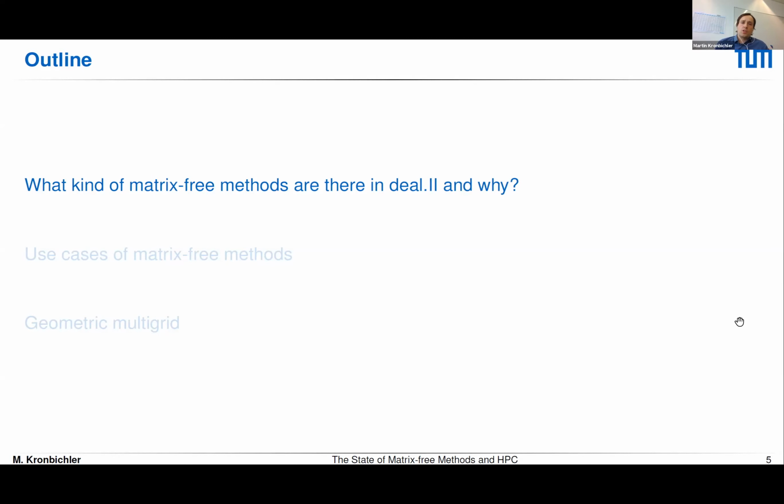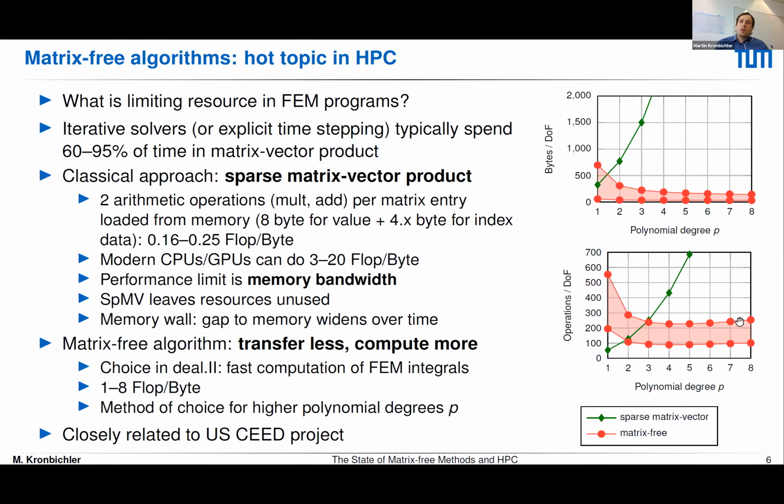And what's the motivation? Matrix-free algorithms are a pretty hot topic nowadays in HPC, high performance computing. And the reason is, when you look at typical finite element programs, typically people tell you, well, the solver is the most expensive part. And when you go to large scale problems, you say typically that you have an iterative solver, which is taking most of the time. And when you look inside of that, you try to find out in HPC, what is the limiting resource? And you find out, well, most programs spend a lot of time in matrix vector products.